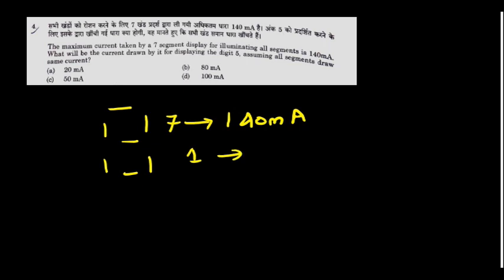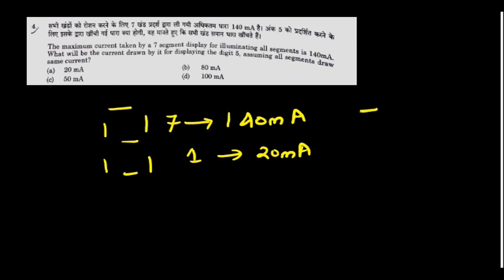The maximum current taken by a 7-segment display for illuminating all segments is 140 milliamps. What will be the current drawn by it for displaying the digit 5, assuming all segments draw the same current? A 7-segment display looks like this, with 7 segments. To turn on all 7 LEDs, the current taken is 140 milliamps. That means for 1 segment, the current taken is 20 milliamps.